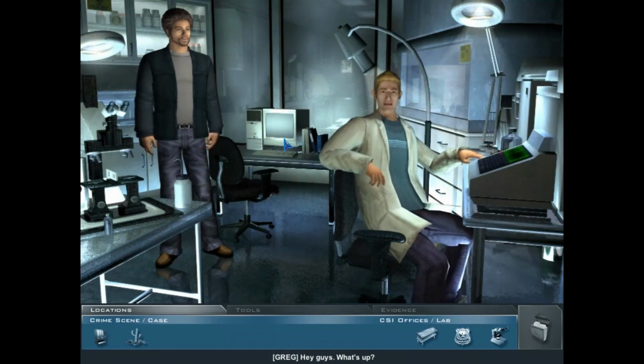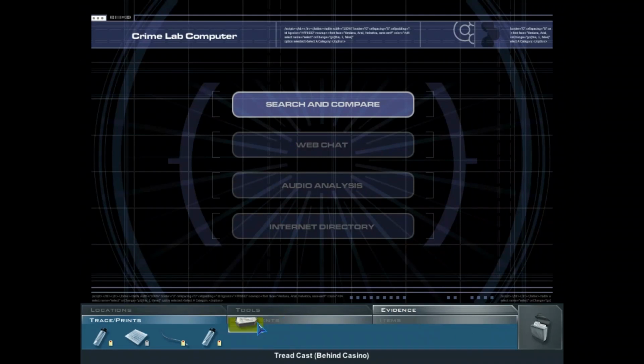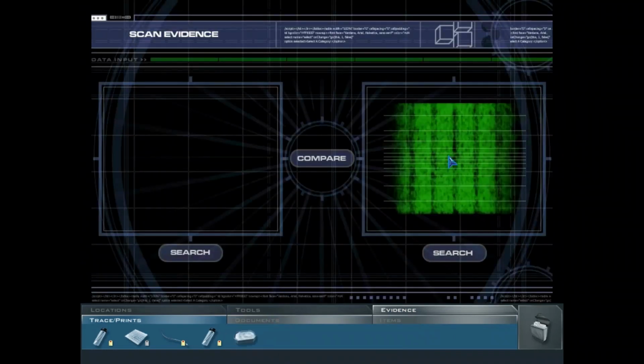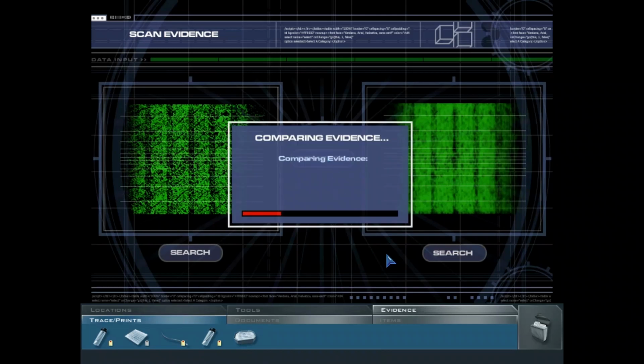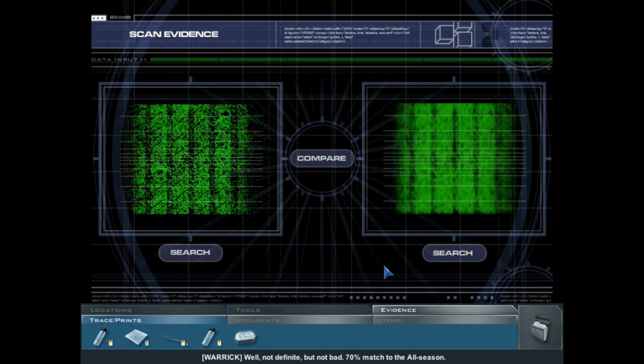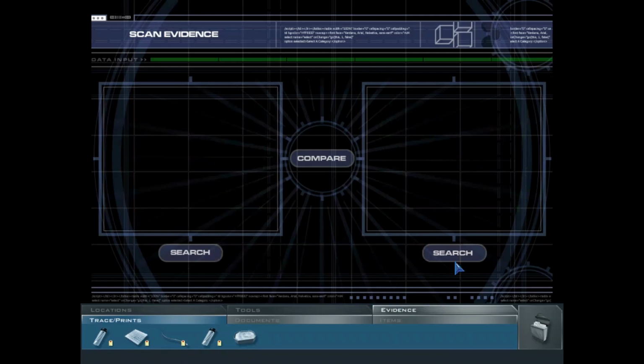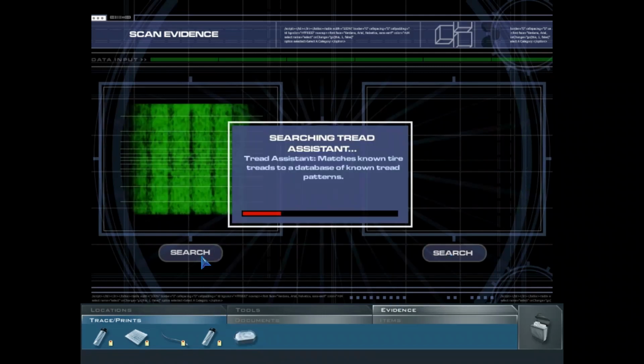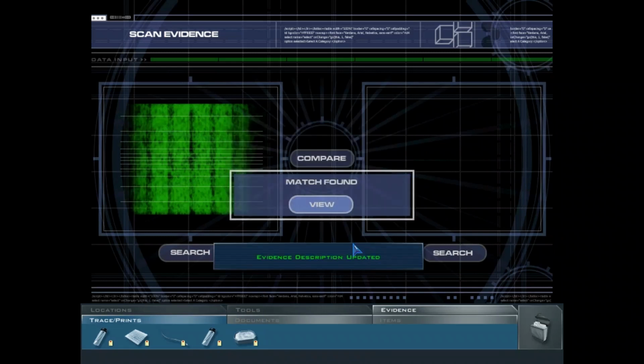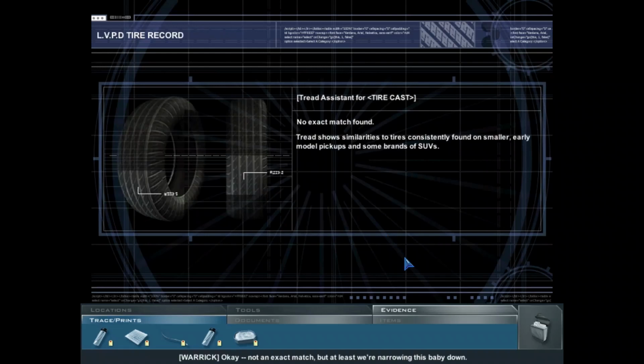Hey guys, what's up? Well, not definite, but not bad. 70% match through the all-season. Might help us build our case. Okay, not an exact match, but at least we're narrowing this baby down. Somebody driving a small pickup or SUV, that's who we're looking for.